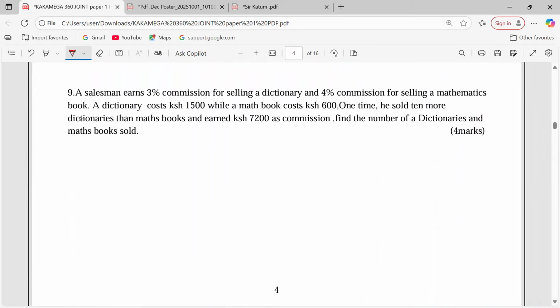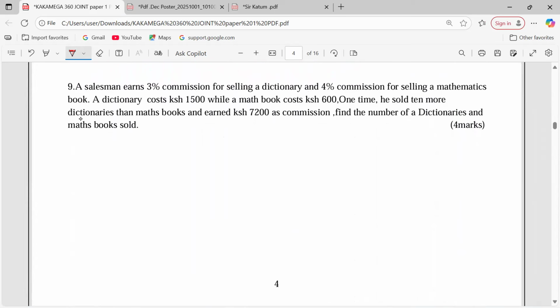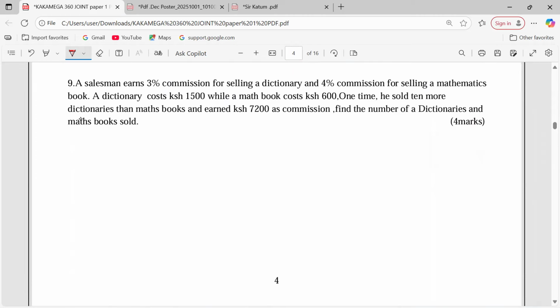Can we look at this question? Number 9. A salesman earns 3% commission for selling a dictionary and 4% commission for selling a mathematics book. A dictionary costs 1,500, while a math book costs 600. One time he sold 10 more dictionaries than mathematics books and earned 7,200 as commission. Find the number of dictionaries and math books that he sold.